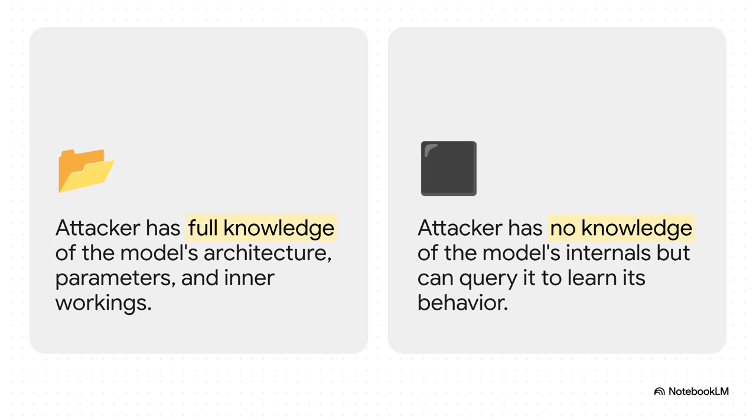Now, to really get this fight, you first have to ask, what does the attacker actually know? In what we call a white box attack, they have the full blueprints, everything. But way more common, and frankly more realistic, is the black box attack. Here, the AI is like a sealed box. The attacker can't see inside, but they can poke it, send it inputs, and watch what comes out, trying to figure out how to crack it from the outside.